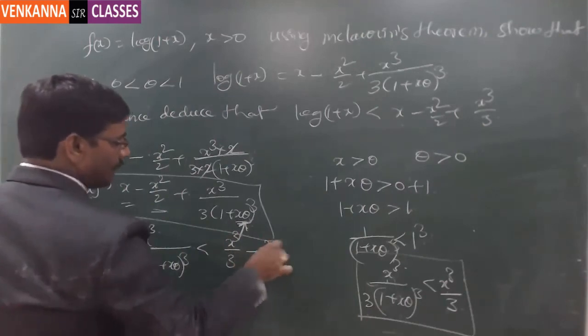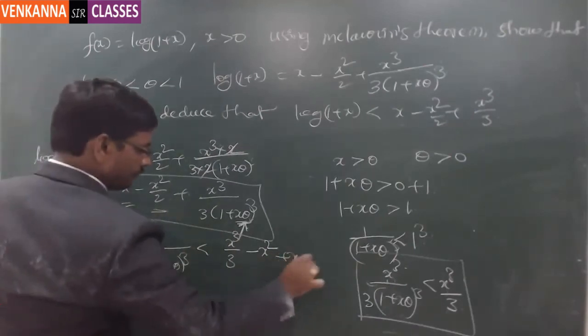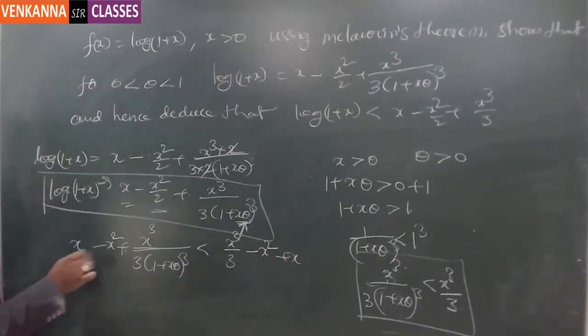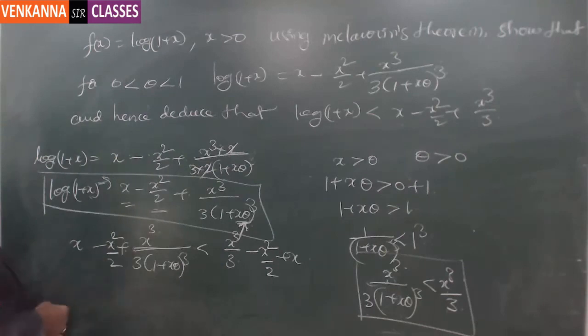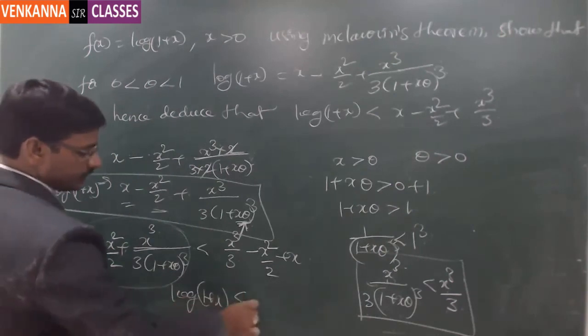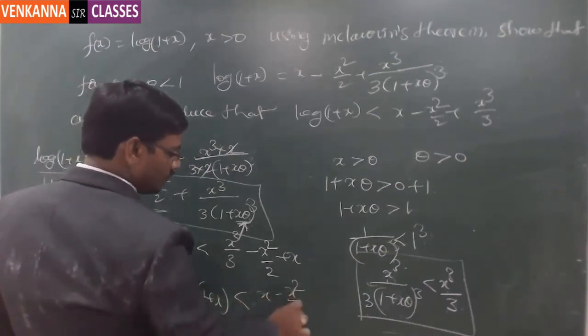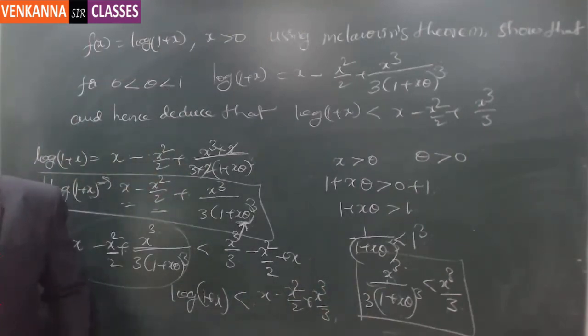Now I add minus x square by 2 on either sides, and then I add plus x on either sides. Then this side is x minus x square by 2 plus x cube by 3 into 1 plus x theta whole cube. This entire thing I can replace with log 1 plus x, and this is less than x minus x square by 2 plus x cube by 3. Clear? Understood? Anybody wanted me to repeat? I hope everything is perfect.